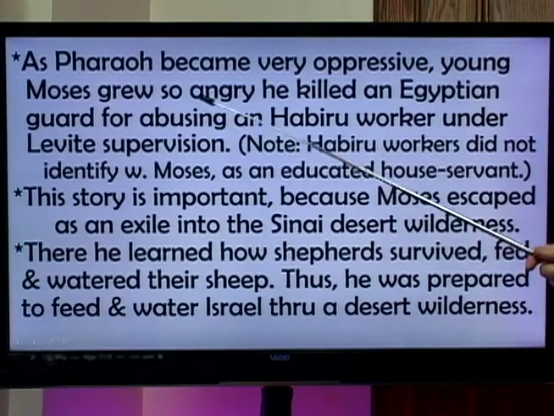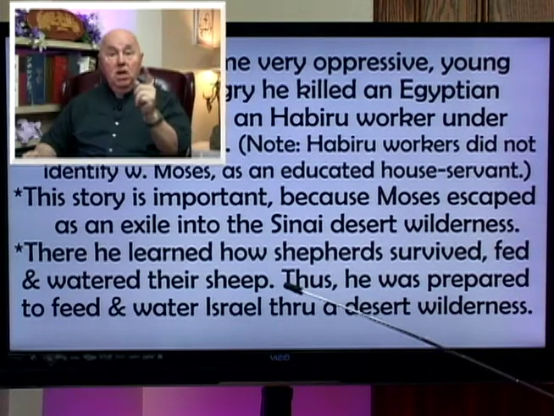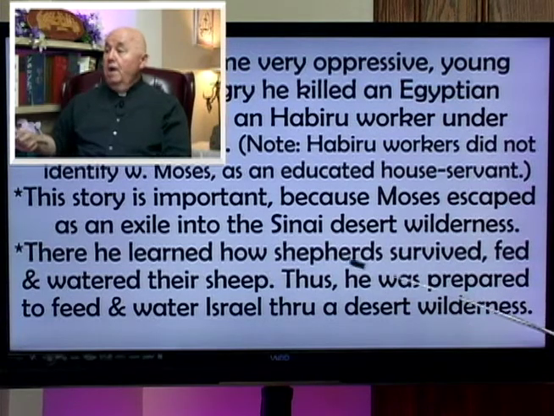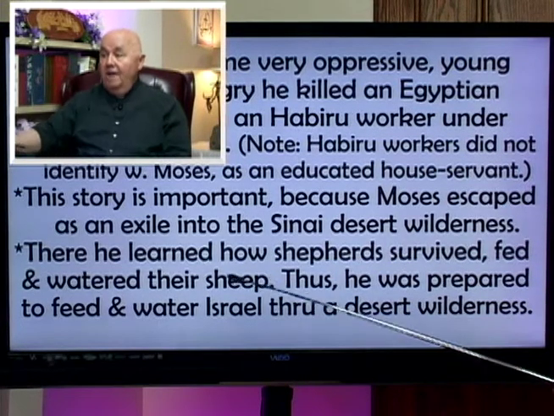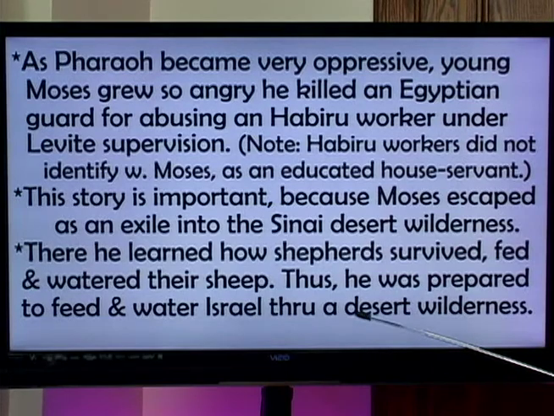We go on to our next screen and we continue reading. As Pharaoh became very oppressive, young Moses grew so angry he killed an Egyptian for abusing a Habiru worker under Levite supervision. Note well, Habiru workers did not identify with Moses, even though he was trying to help them. As an educated house servant, he was of an upper class. This story is important because Moses escaped as an exile into the Sinai desert wilderness. There he learned how shepherds survived, fed and watered their sheep. Thus, he was prepared to feed and water Israel and their sheep through a desert wilderness.